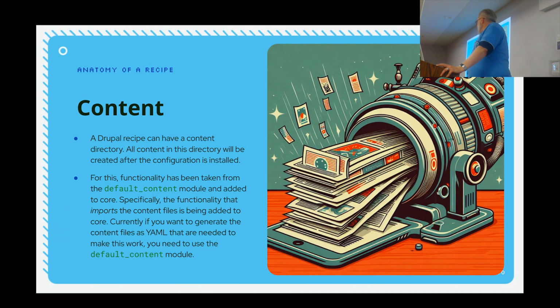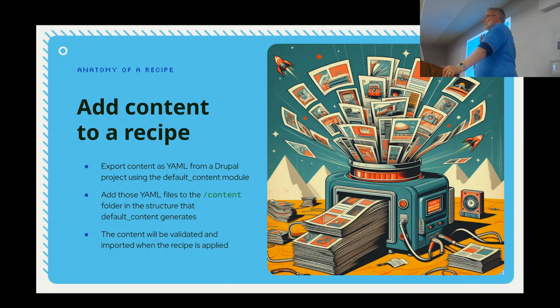As we saw, there is that ability to include content within your recipe. Effectively, what they've done is taken the import mechanism from the default content module and put that directly into core as part of the recipe system. For exporting content, today the solution is really to, again, use the default content module to do the export. It will group those based on the entity type, and then you can just move those folders into your content directory within your recipe. In 11.3, this will also be in core, so without having any additional contrib projects, you will be able to export the content as well.